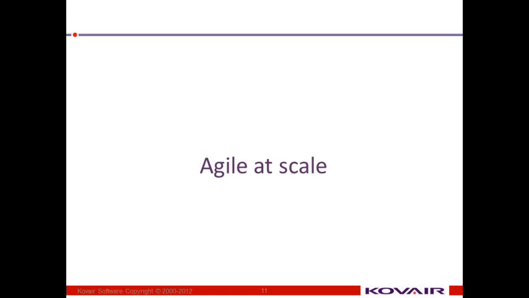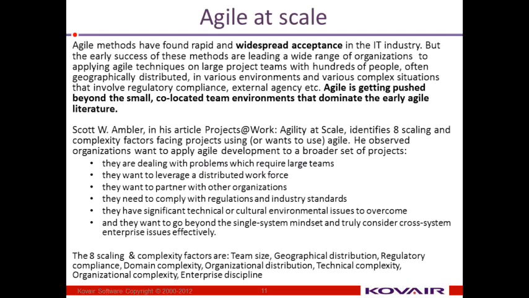So now I move on to the next segment of my discussion, which is Agile at scale. Agile took the industry by storm when it first appeared on the landscape, and the widespread acceptance early in the days of Agile made a wide range of organizations want to apply Agile technologies on large project teams, sometimes with hundreds of people, often geographically distributed in various environments and various complex situations. In other words, organizations started to push Agile beyond the small co-located team environments. That was what Agile debuted as.